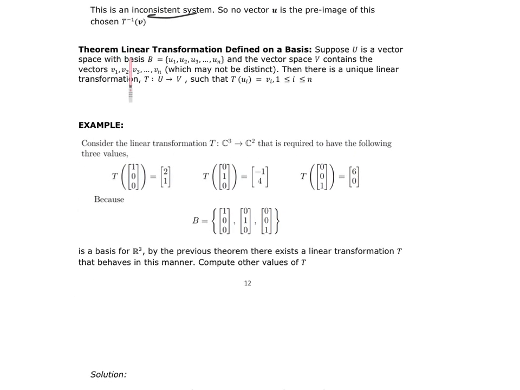Now let's take a look at the theorem of linear transformation on a basis. Suppose U is a vector space with basis U1 to Un, and the vector space V contains the vectors V1 to Vn, which may not be distinct vectors. They could all be the same vector. They could be different vectors. They can be distinct. Then there is a unique linear transformation that takes my basis vectors and turns them into my other set. Now this should sound very familiar.